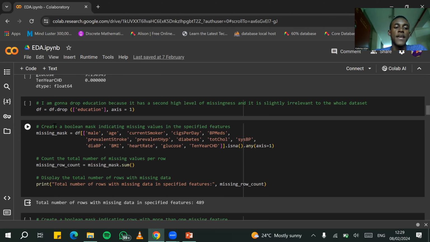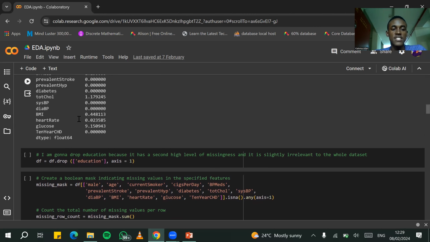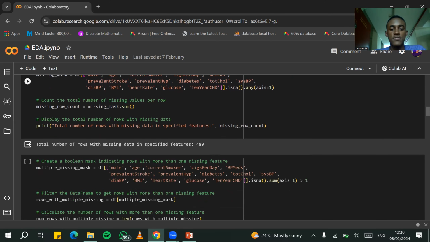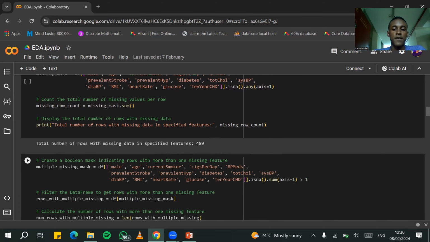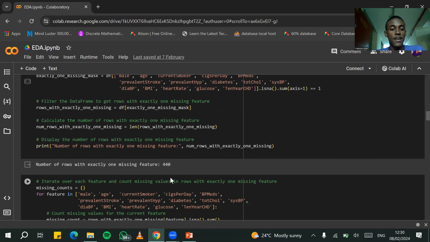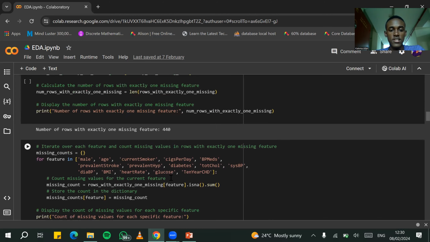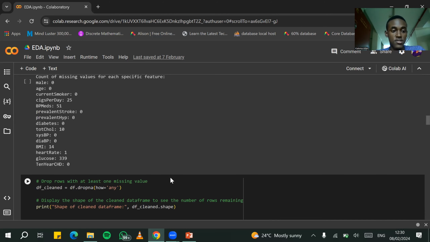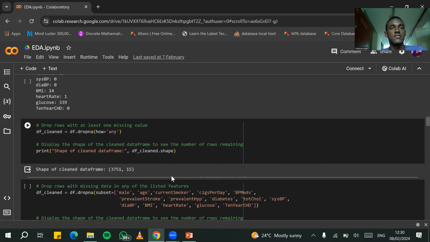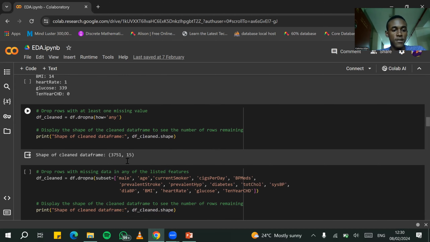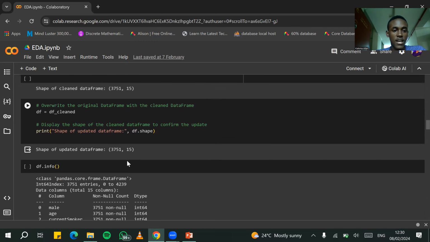At this point, we dropped the feature for education because it was the second highest missingness feature, and it wasn't really correlating with what our data was to provide. So we dropped that. The number of rows that were missing were 489. And here we're trying to analyze whether we should drop them or not. According to our analysis, we decided to drop each row that was missing because it wouldn't be ethical to fill in the missing values. So we remained with 3751 rows, and that's the data we worked on, and 15 columns because we had deleted some.